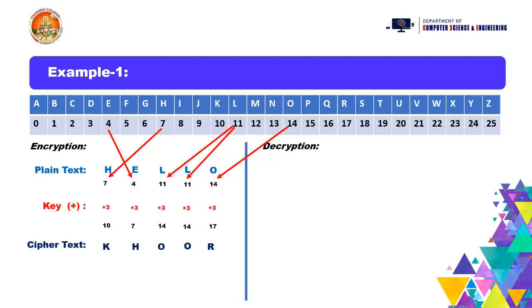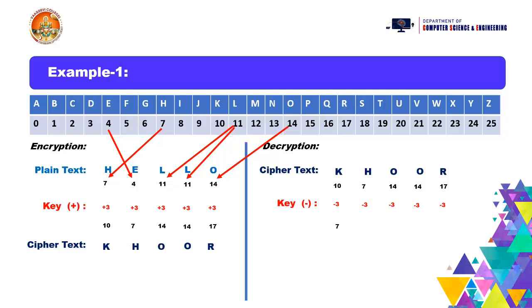The receiver is going to perform decryption. Decryption is exactly the reverse of encryption. So the receiver got the ciphertext KHOOR and its represented numbers are 10, 7, 14, 14, 17. The receiver is also going to use the same key, but the process is reverse. Here we are going to perform a subtraction operation. Our key is 3.